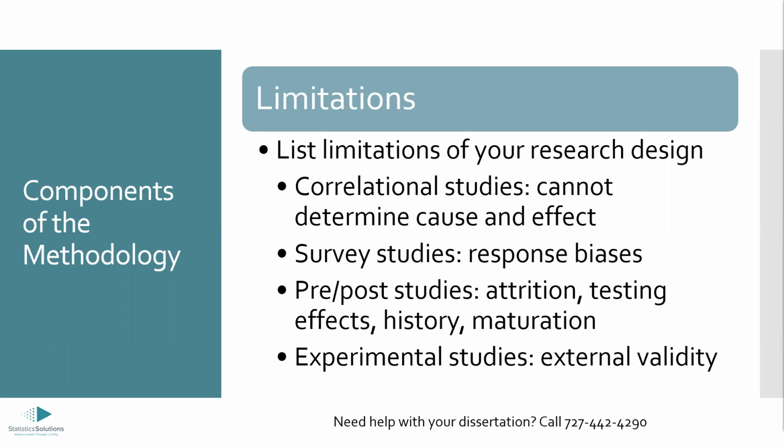And different quantitative designs will have different limitations associated with them. So for instance, in correlational studies, the main limitation of a correlational study is that we can't determine cause and effect from correlational research. If you're using some kind of a survey method, then a limitation might be various types of response biases like social desirability bias.